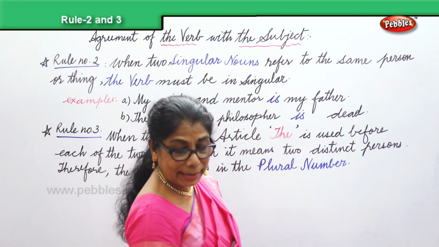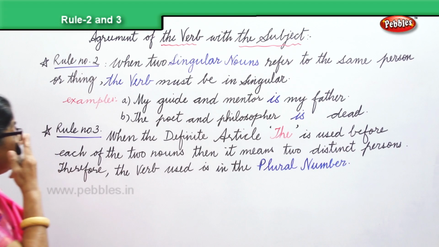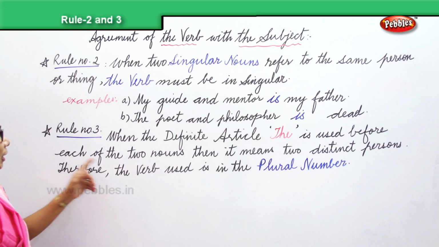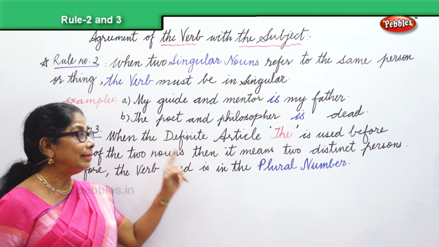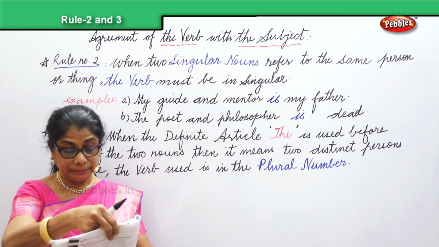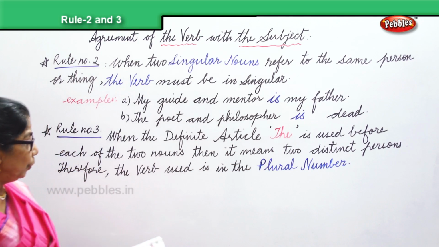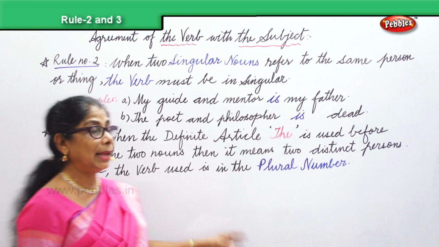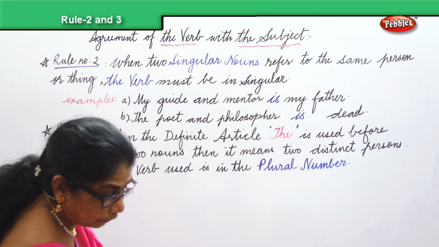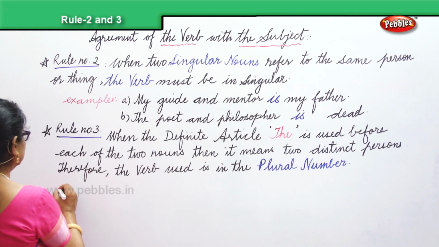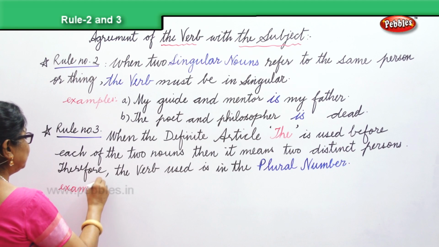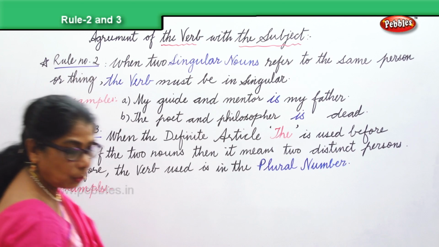Look at rule number 3. The definite article the is used before each of the two nouns, then it means two distinct persons. Okay? Therefore, the verb is used in the plural number. Let's look at the examples I have here for you.